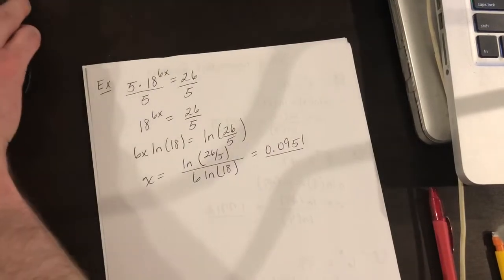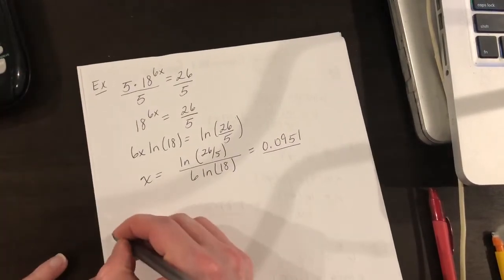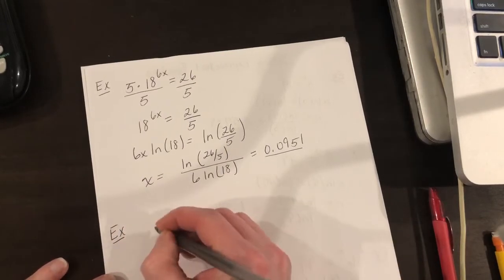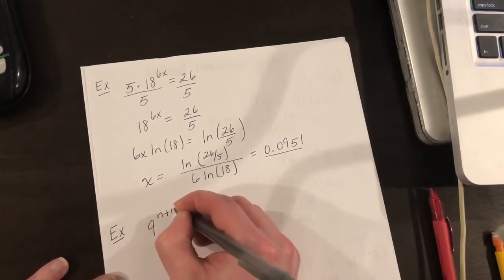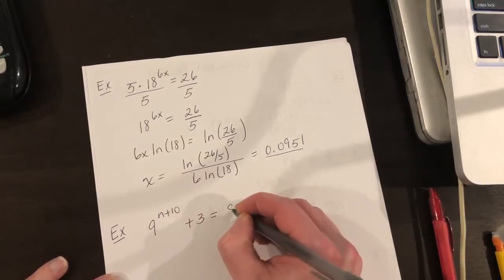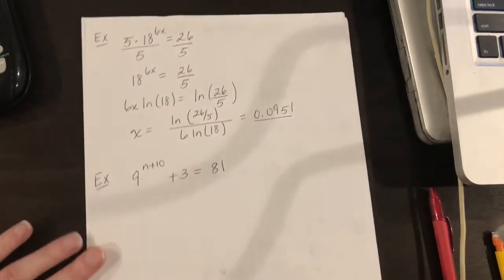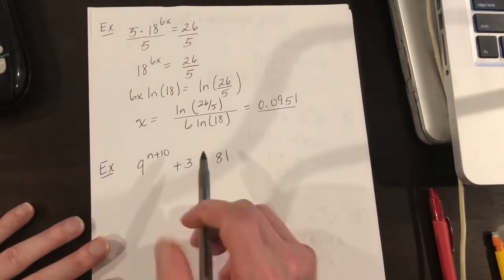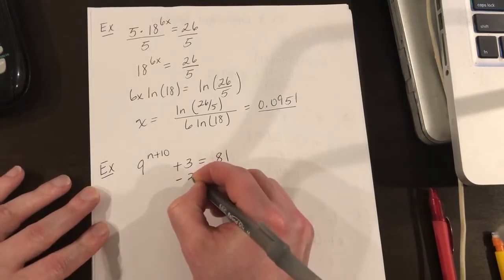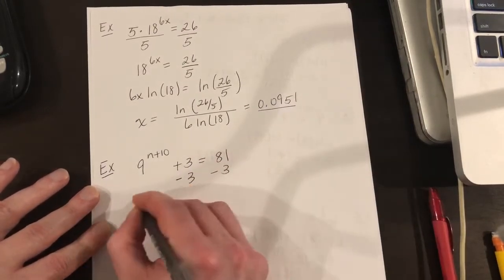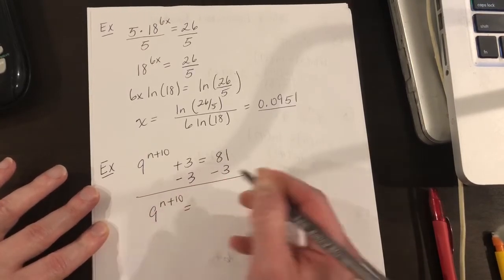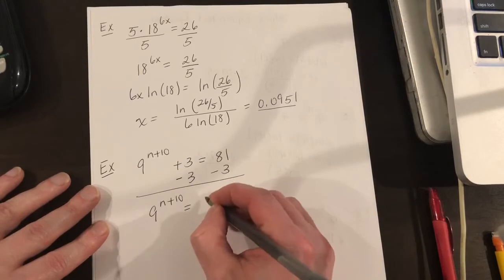Okay, let's do 2 more examples and we'll be done for this lesson. 9 to the n plus 10, and we got a plus 3 on the outside is equal to 81. Now, there's addition going on here. So the opposite of addition is subtraction. So we're going to subtract 3 from both sides. Get 9 to the n plus 10 power is equal to 78.